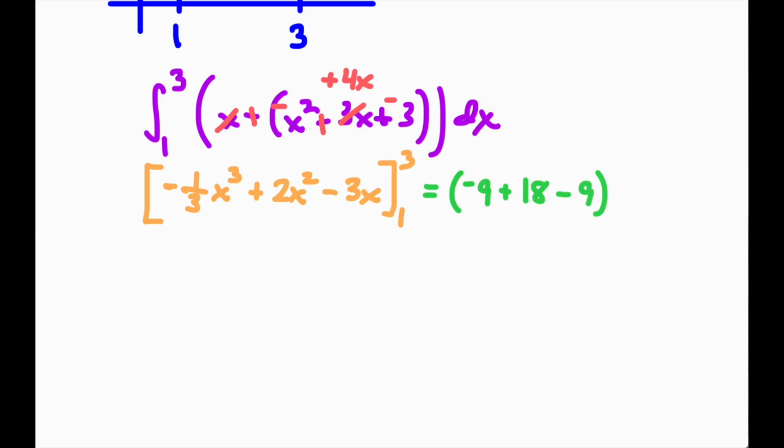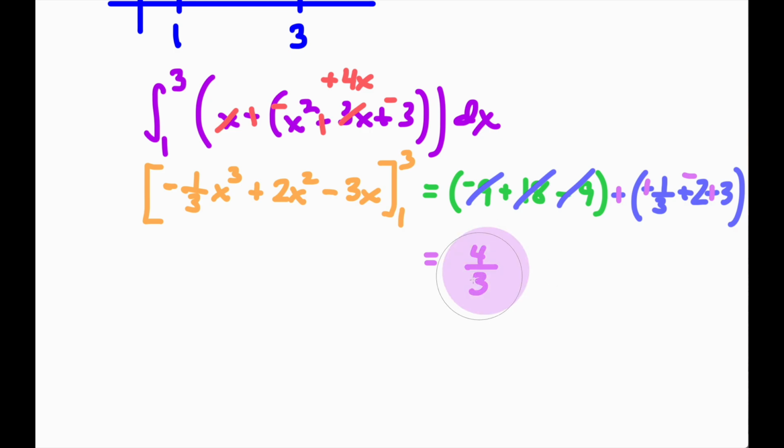So that whole thing is a wash there when you plug in the 3, which is fine. Makes our life a little bit easier. Negative 9, 18, and negative 9 is all 0. Minus, okay, now when you plug in 1, you're going to have negative 1/3 plus 2 minus 3. So it's going to be 0 minus all of that. I'm going to distribute the negative again just to make my life a little bit easier. Okay, so it looks like you're going to have 1 plus 1/3, which ends up being 4/3, and that is the answer for this problem.